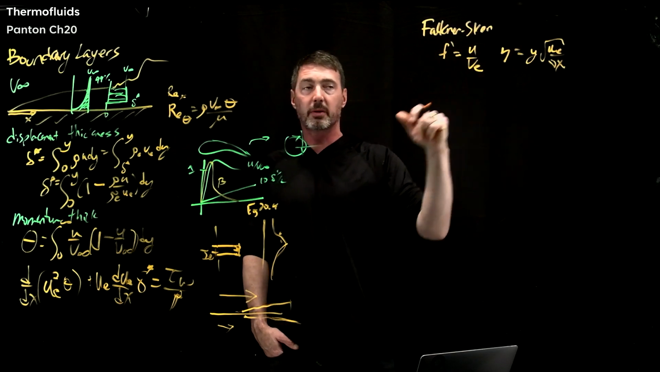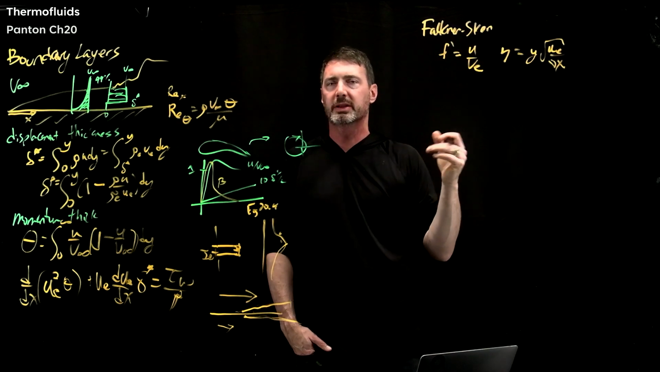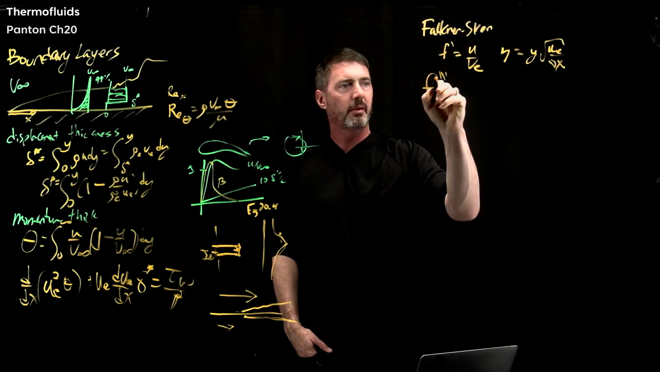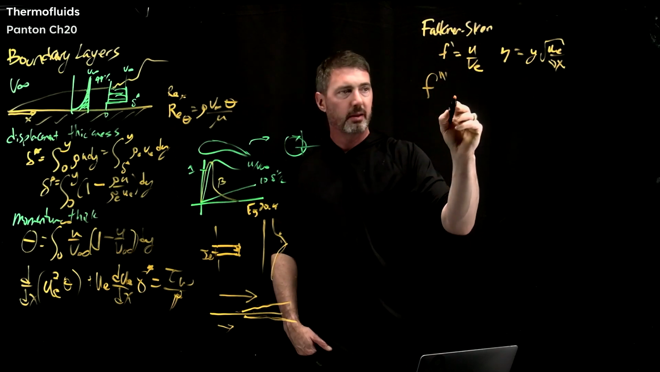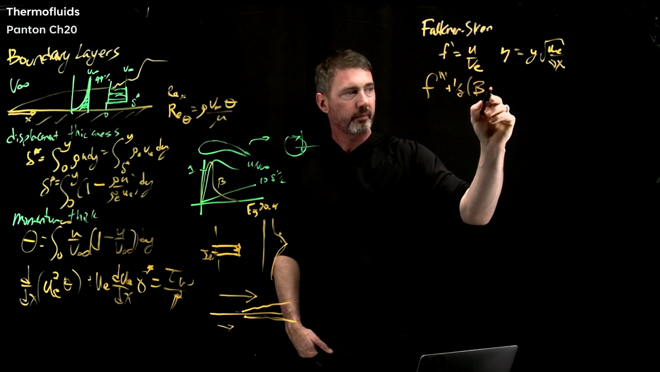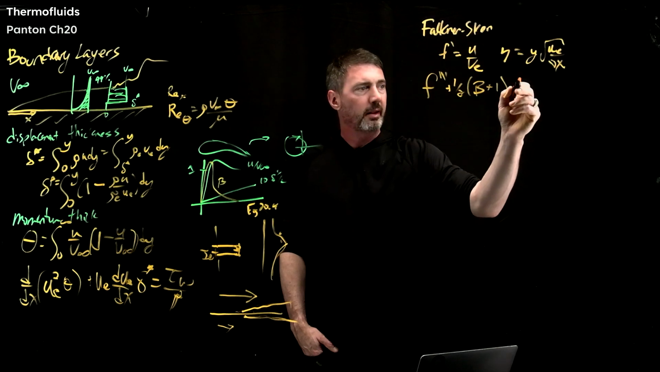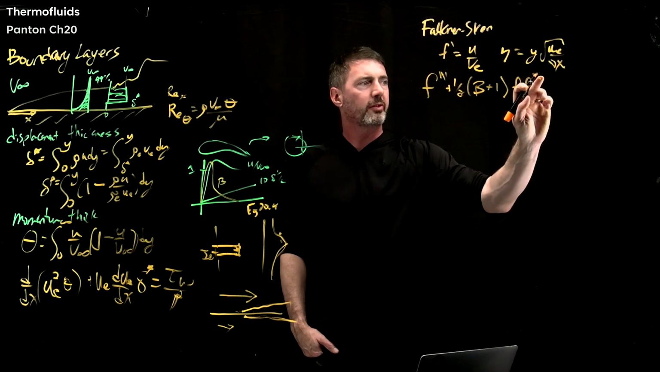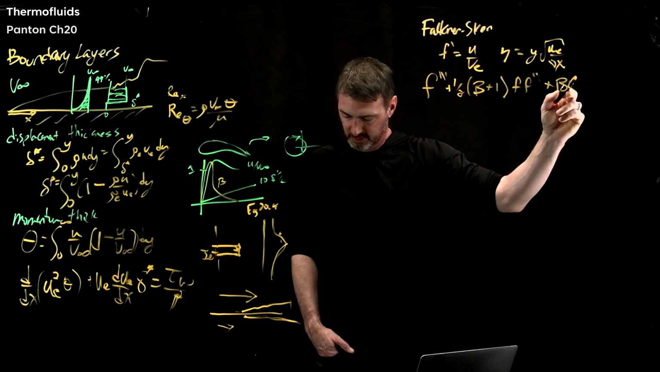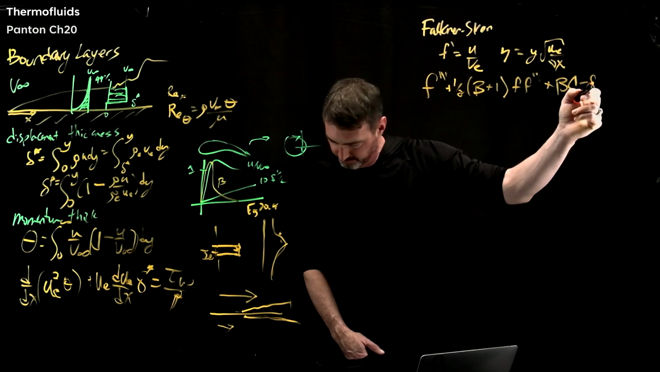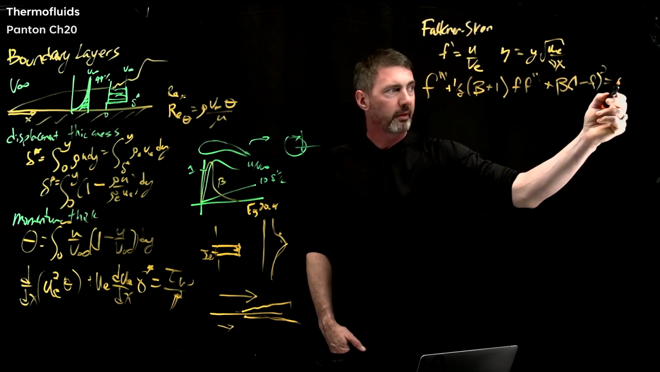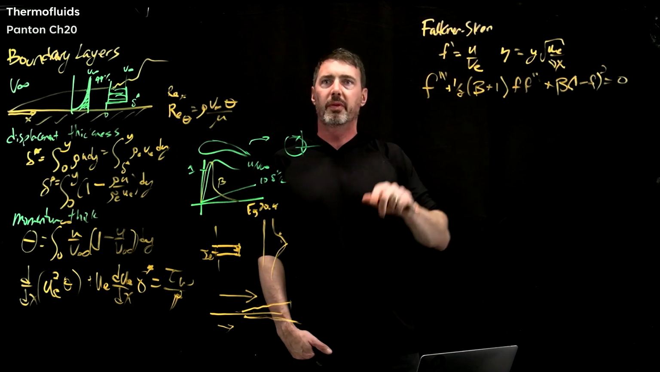That's your similarity variable. And so when you do the momentum equations and conservation of mass, you end up getting this equation that's f triple prime, and we've seen this before a little bit, plus 1/2 f f double prime, plus beta times 1 minus f prime squared, equals 0. Okay, so this equation you can solve.